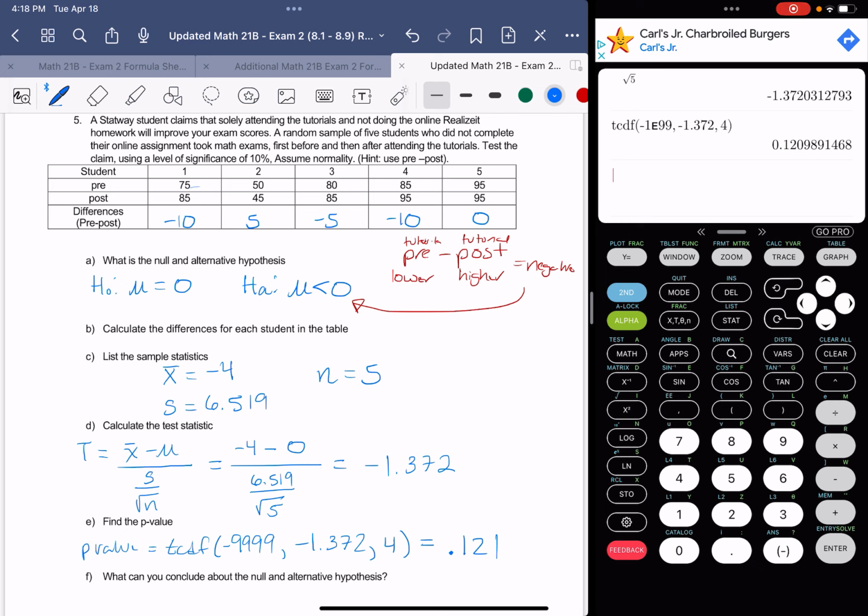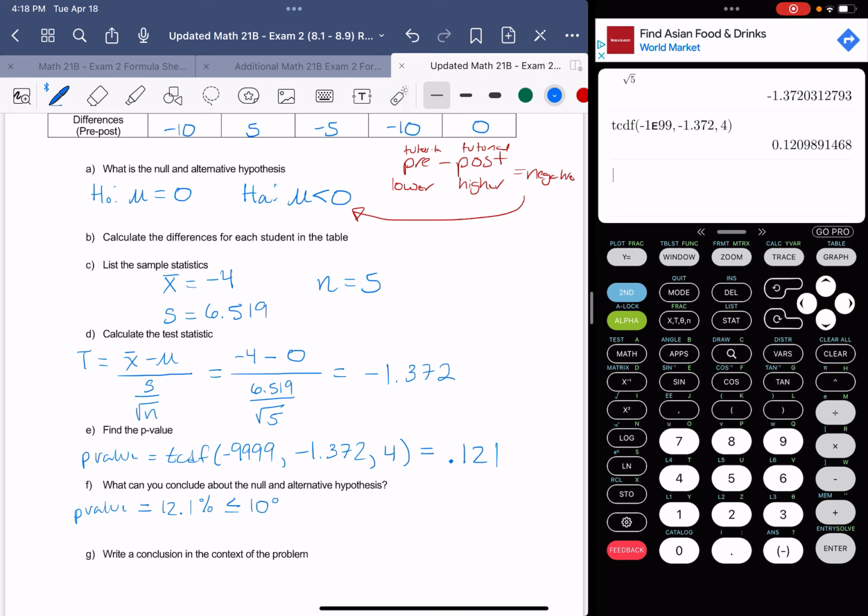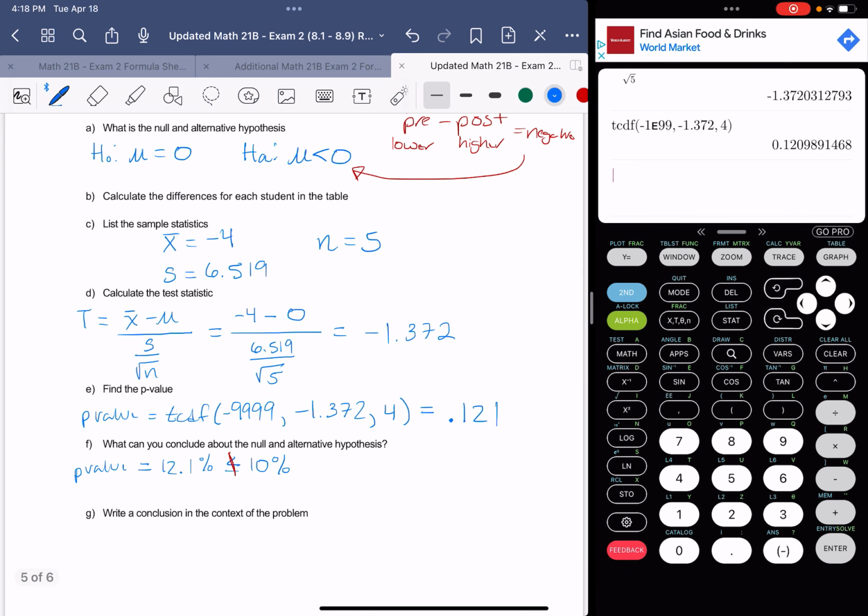Part F, what can you conclude about the null and alternative hypotheses? Well, the p-value is equal to, converting that to a percent, that's 12.1%. What was our significance level? 10%. Is 12.1% less than or equal to the significance level of 10%? No, it's not, all right? 12.1 is not less than 10%. Therefore, are we statistically significant? No, not statistically significant.